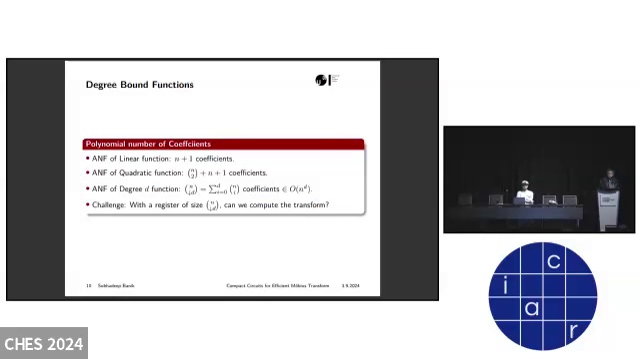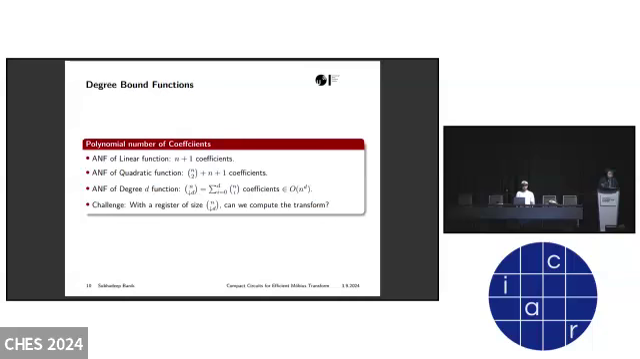And before we come to such circuits, let's look at degree bounded functions. We know that the ANF of linear functions can have at most n+1 non-zero coefficients, one for each variable and one for the constant term. Similarly, the ANF of quadratic functions can have a further n choose 2 non-zero coefficients, one for each of the quadratic terms. And similarly, for a degree d function, the ANF has a maximum of the sum of n choose i, where i ranges from 0 to d, which is upper bounded by n to the power d. So for small d, the size of the ANF vector is certainly polynomial in n.